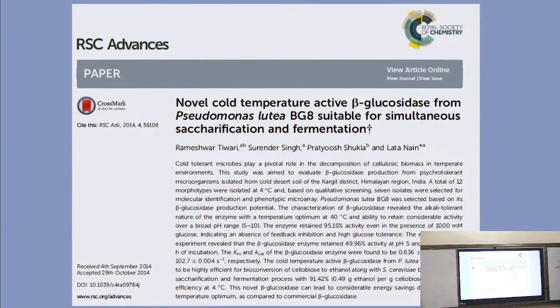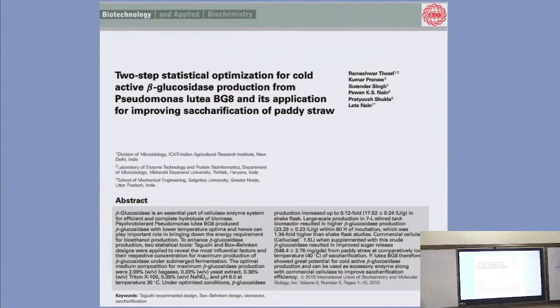And this study we published, cold temperature active beta glucosidase from Pseudomonas lutea BG8. This was collaborative work with IARI, and Rameshwar was my PhD student. He is now in South Korea, and this is also the statistical optimization work which we have done.